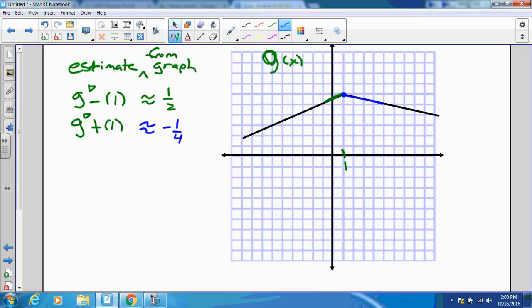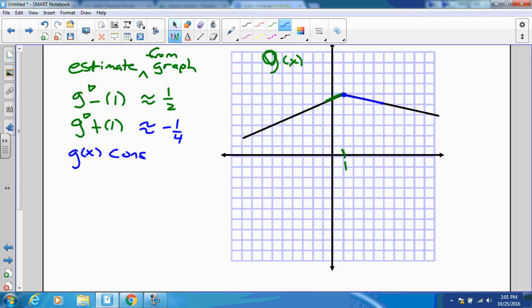From this, can I conclude that g prime of 1 does not exist? Well, it looks like that might be the case, but it's hard to see because the graph can lie. So unless I know some additional information about g, I wouldn't necessarily be able to say. Maybe it exists, maybe not. Because I'm just estimating from the graph. So what can I get from this conclusion? Maybe g prime of 1 exists, maybe not.